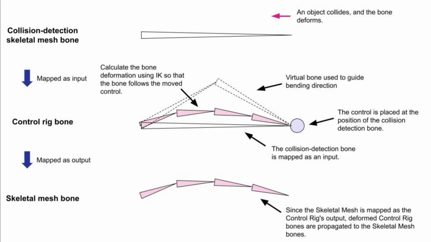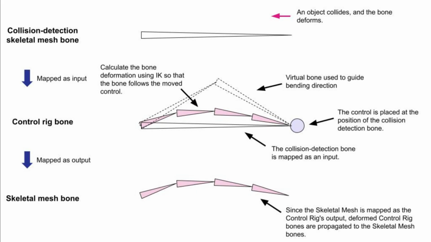In City Sample, the skeletal mesh used to detect bone position and rotation changes via physics simulation is separated from the skeletal mesh used to display the deformation. Each skeletal mesh is mapped as either the input or output of the control rig.